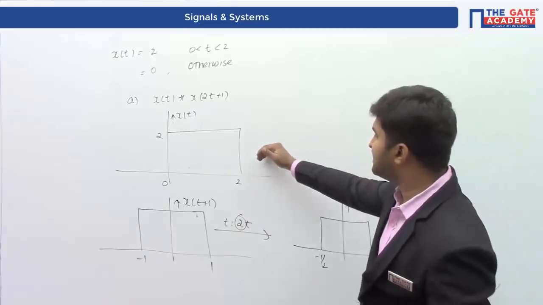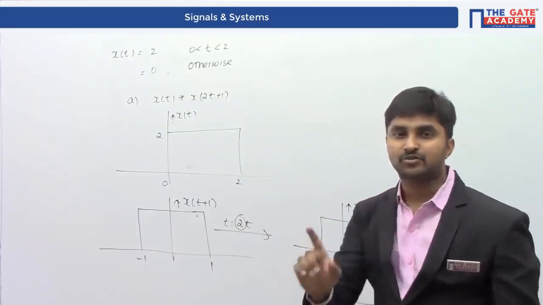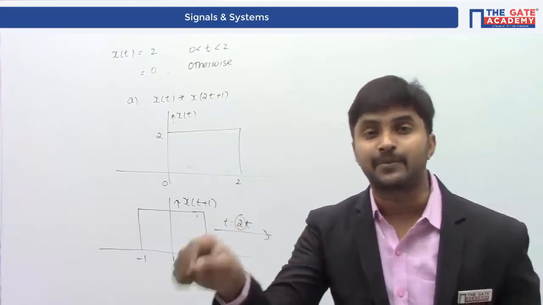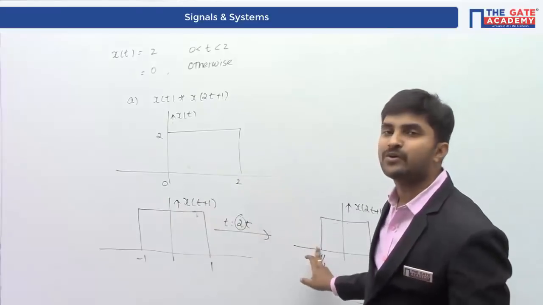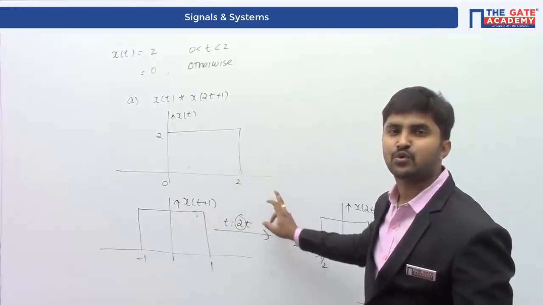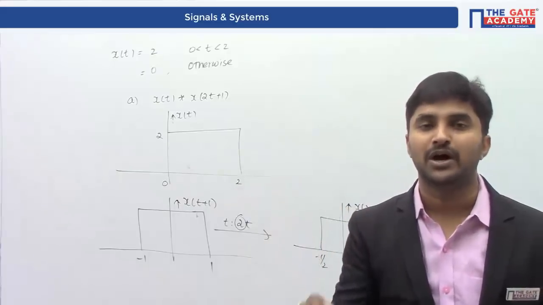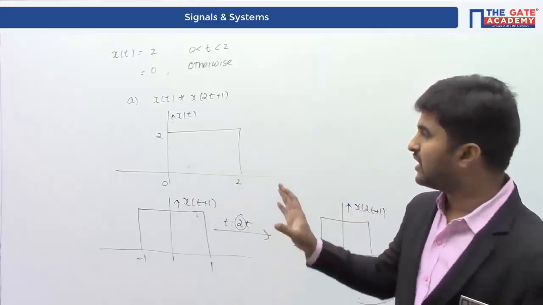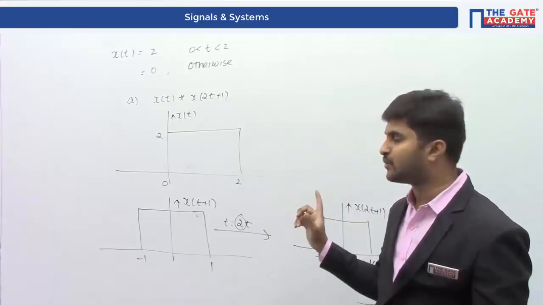So whenever your signals are having equal width, then what is going to happen? It is going to lead to a triangular pulse. So when they are of unequal widths, then it's going to lead to a trapezoidal pulse. So whenever you are having two rectangular pulses of unequal amplitude, here is the case of unequal amplitude.